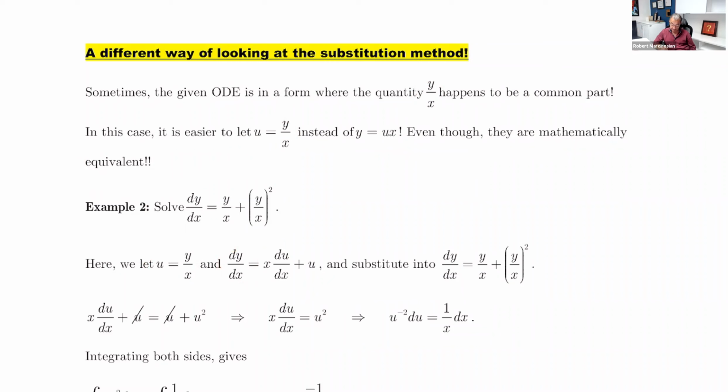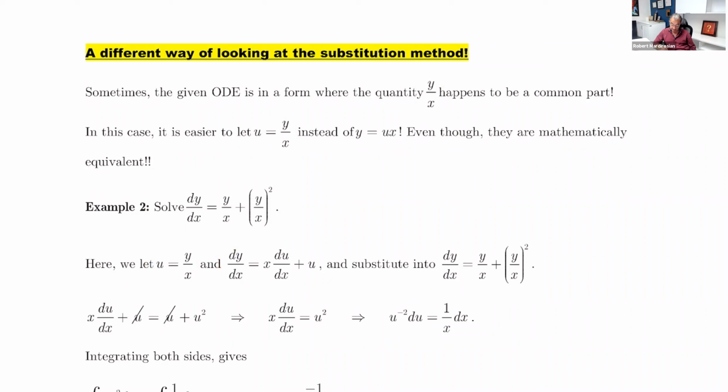So it's going to be x times du over dx plus u, and substitute in the original equation. If you substitute that, then you get x times dy over dx, so we have it here. So we get that, and on the right side you have u plus u squared. The u's cancel, so you get x times du over dx equals u squared.